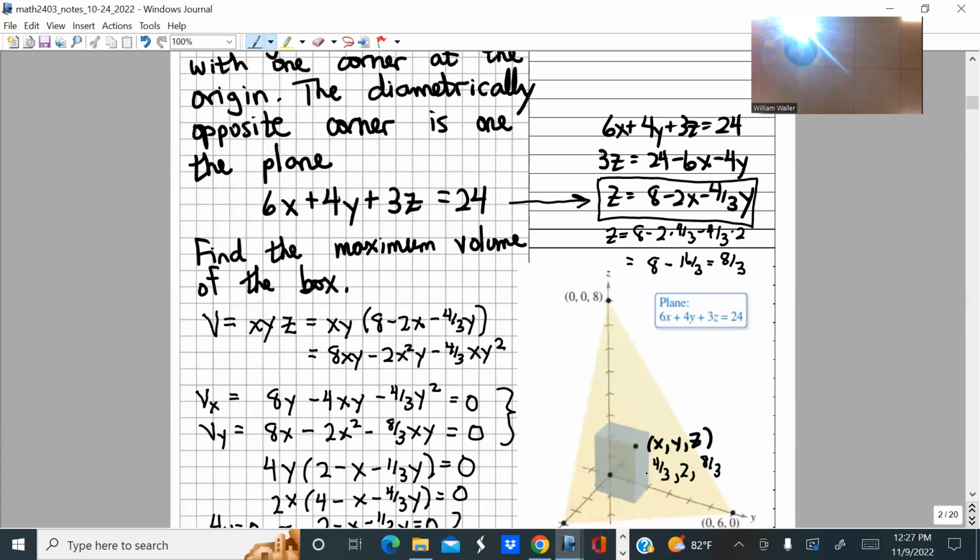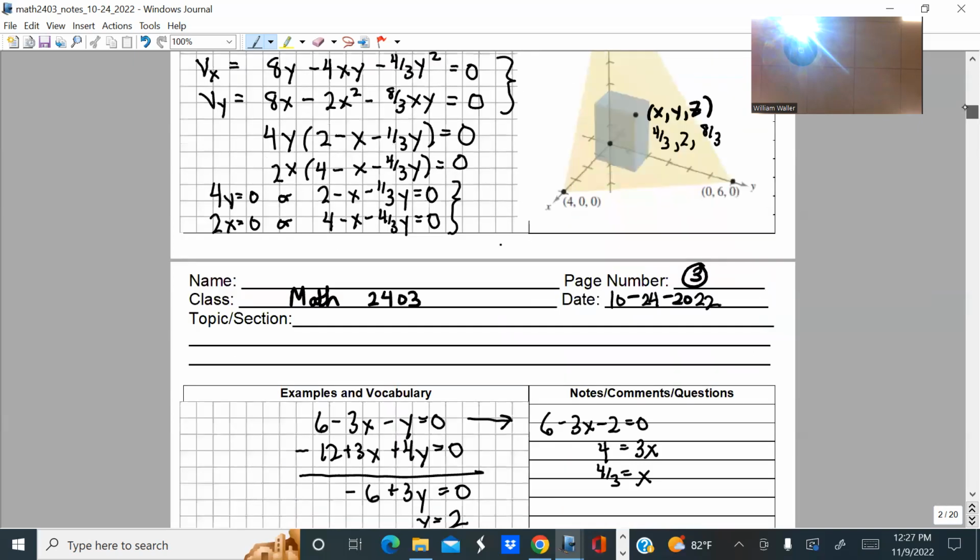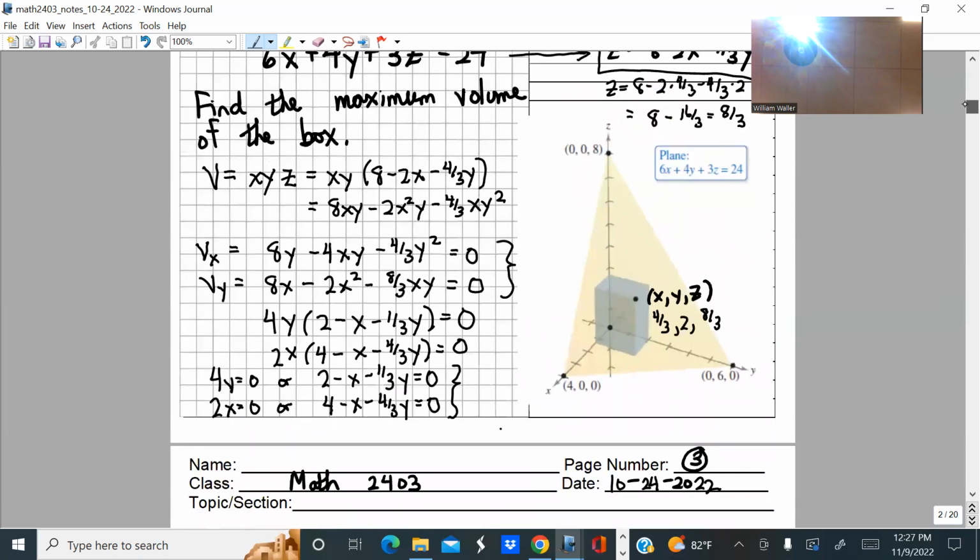So there's one of the critical points. That must be the correct one, right? That must be the one that leads to maximum volume. Because where are your other critical points going to happen? Yeah, only at the origin, right? The only other critical point there, right? It would have to be x and y both 0, right? Okay. But that cannot be the maximum volume, right?